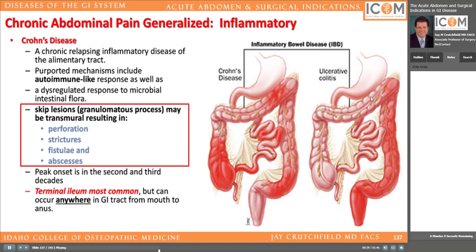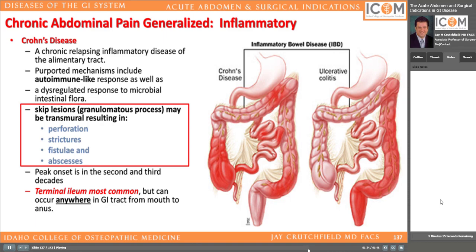Both today are treated with monoclonal antibody-based medications, and occasionally surgery is still needed for complications of these diseases. Complications of Crohn's disease, such as fistula and perforation, and the complications of ulcerative colitis, such as perforation, colon cancer, bleeding, and megacolon. Crohn's disease appears as a chronic, relapsing inflammatory disease, and it has associated symptoms that are autoimmune-like. Dysregulated response to microbial intestinal flora, and it has skip lesions, meaning it can occur anywhere throughout the gastrointestinal tract.